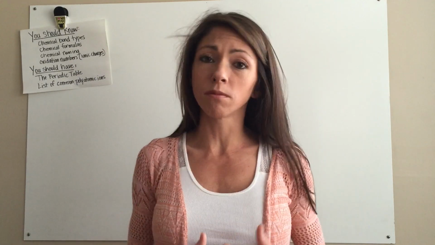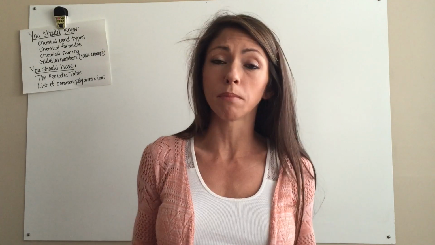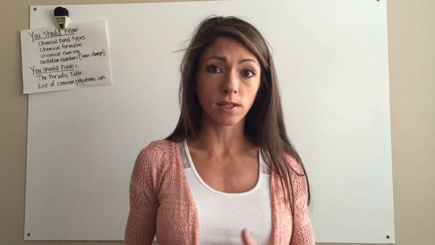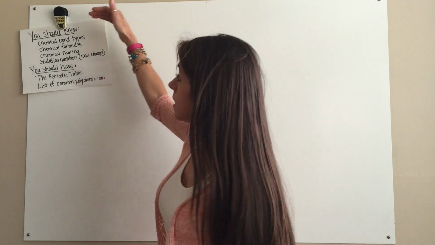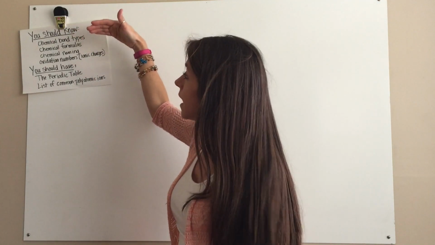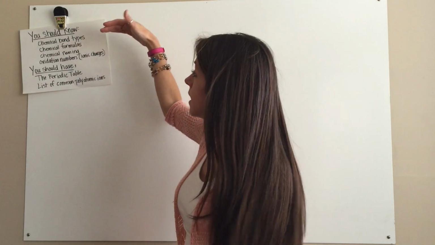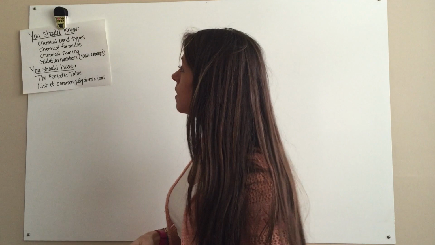We have gone through several months of chemistry to get to actual chemistry, which is now where we're going to be combining pure substances. Now, there are several things that you're going to need to know at this point, and you should know at this point, including the chemical bond types, how to write chemical formulas correctly, how to write chemical names correctly, the oxidation numbers, also known as the ionic charges.